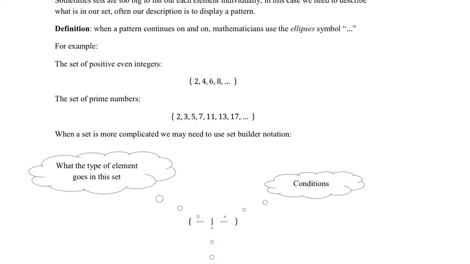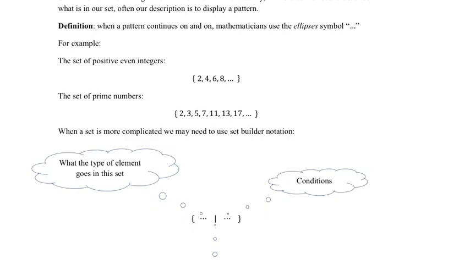Okay, so sometimes sets are too big to list out each element individually. In this case, we need to describe what our set is in a little bit of a different way, trying to display some kind of pattern. And another definition for you, the ellipsis symbol, or 3 dots, written just like that. What that means is that there's some pattern that continues on and on and on. And hopefully by the context of what's going on, that pattern will be clear.